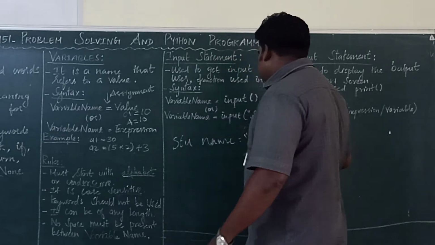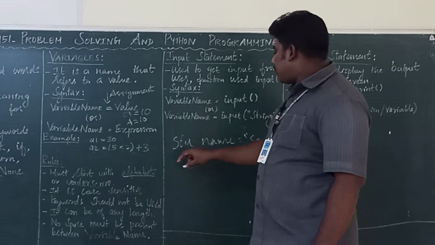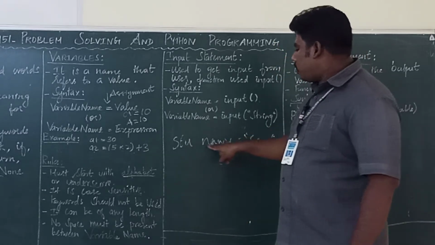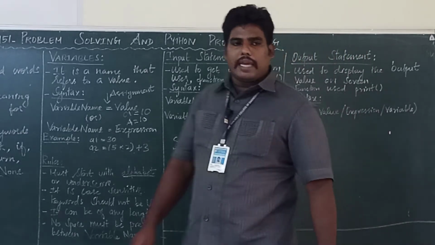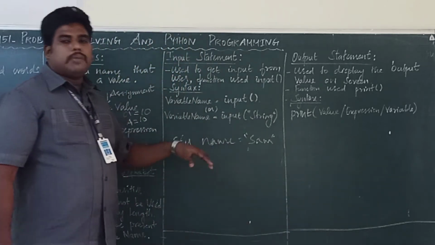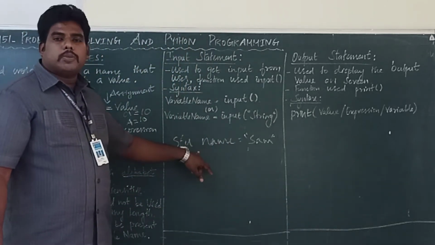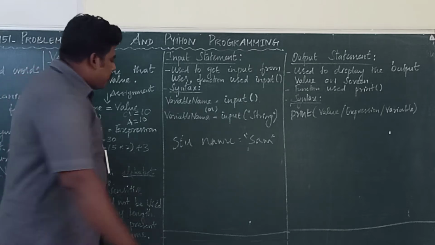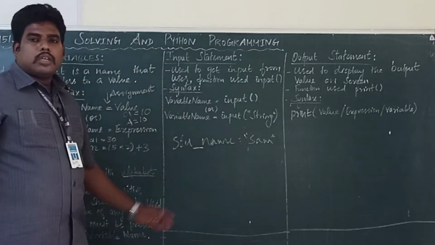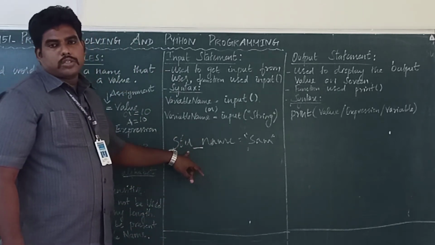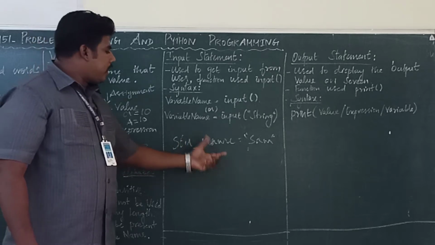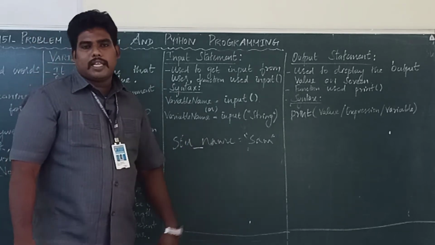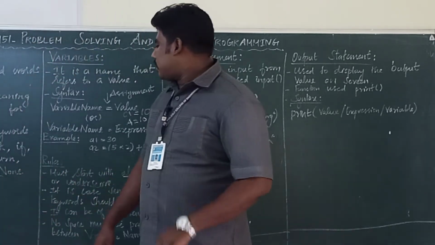If you wrote like this, it is wrong. If you wrote like this, it was wrong. Stu name, student name, if you wrote like this as a variable name, it is wrong. No space should be allowed in between the variable name. If you want to write like this, you have to use underscore. So no space should be allowed in between the variables. Now we can see the syntax.